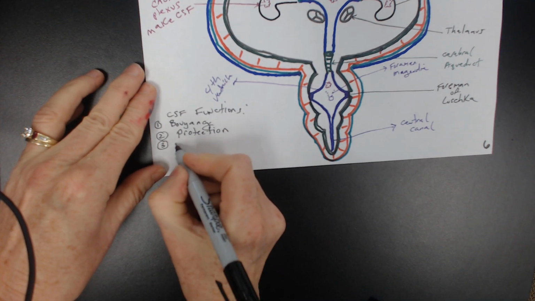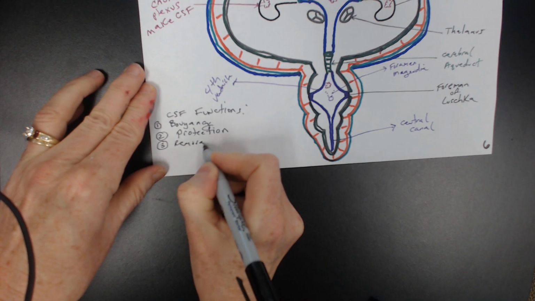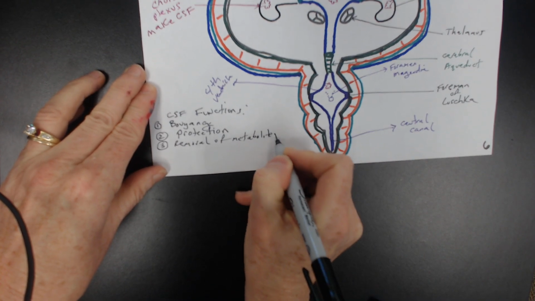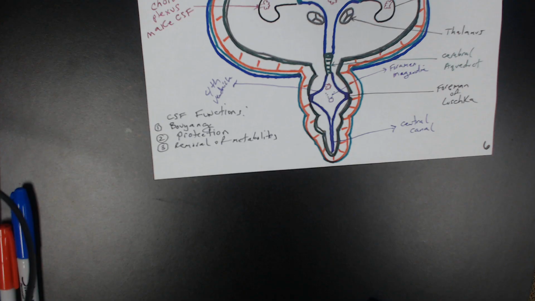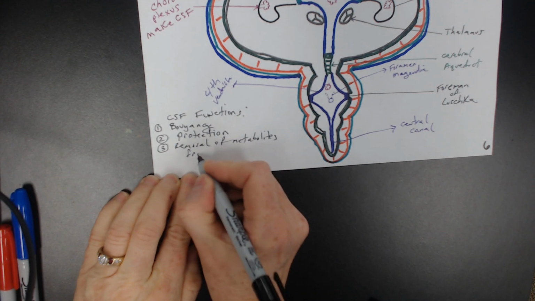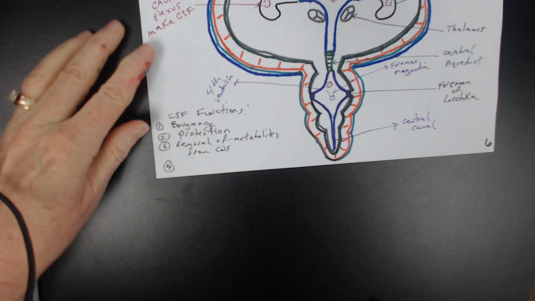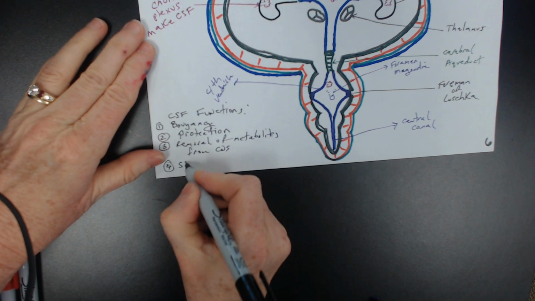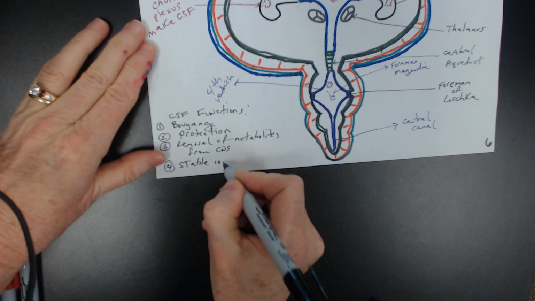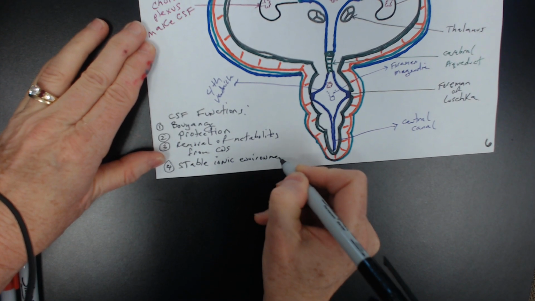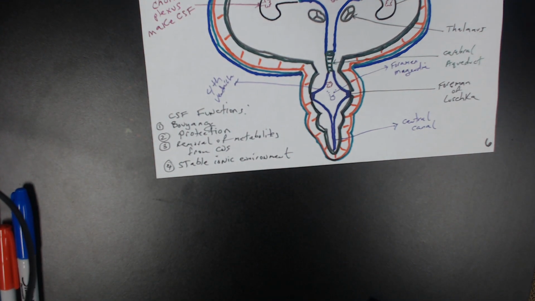It's also involved in the removal of metabolites from the CNS. And lastly, I mentioned this earlier, it provides a stable ionic environment for the CNS. Okay, those are the most important things you need to know.